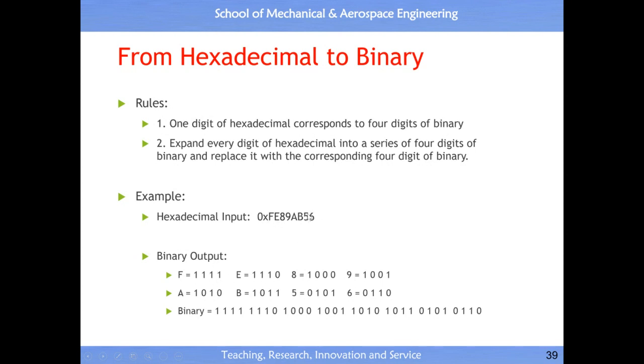Then replace 6 by this, replace 5 by this, replace B by this, replace A by this, replace 9 by this one, replace 8 by this one, replace E by this one, replace F by this one, and then you get this binary number. So this is the conversion. You will see it's quite straightforward to convert between binary numbers and hexadecimal numbers.